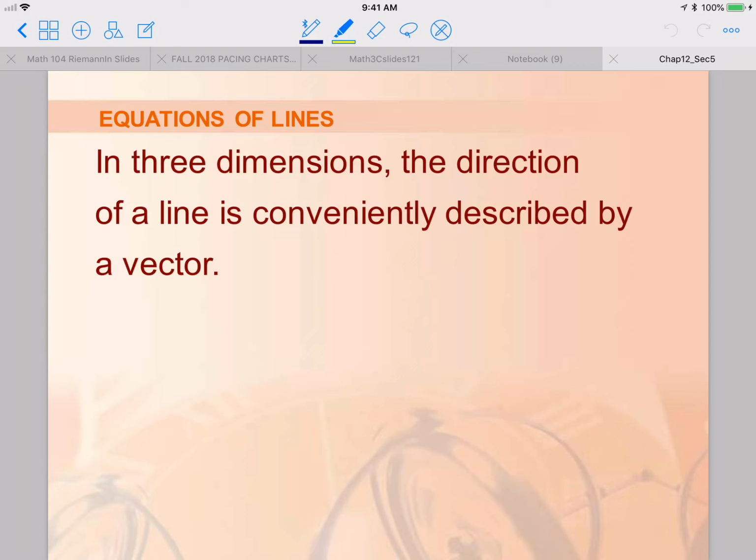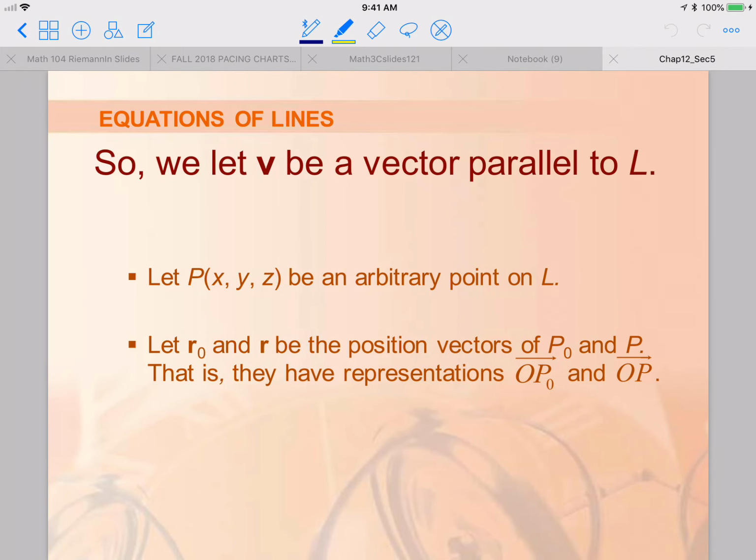And of course, we're in 3D space, and what gives us direction? Vectors, right? Because a vector includes magnitude and a direction. So if we want to describe a line in 3D space and we need direction, we can just take the direction from any vector that's parallel to the line that we are trying to describe. So let v be a vector that's parallel to L, and suppose you have an arbitrary point, P, on the line L.